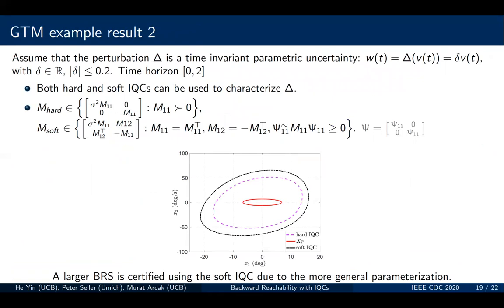We now assume the input perturbation is a time-invariant parametric uncertainty. This type of uncertainty can be represented using both hard and soft IQCs. As we can see, the M matrix for hard IQC is restricted to a smaller set than that of the soft IQC. And from the result, we can see that a larger backward reachable set inner approximation is certified using the soft IQC.